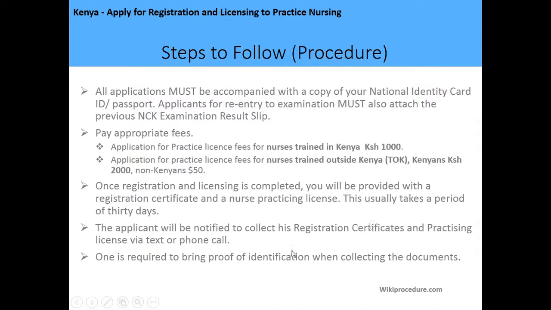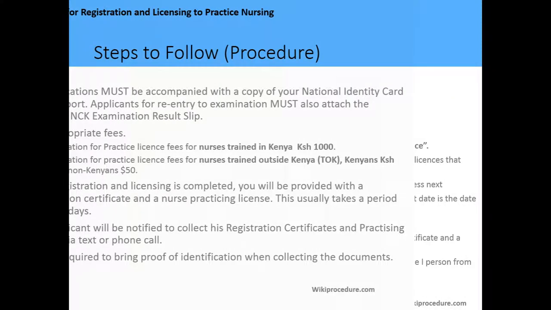Okay. So once registration and licensing is completed, you'll be provided with a registration certificate and a nursing practice license. This usually takes a period of 30 days to complete. The applicant will be notified to collect his or her registration certificate and practicing license via text or phone call, and one is required to bring proof of identification when collecting the documents.